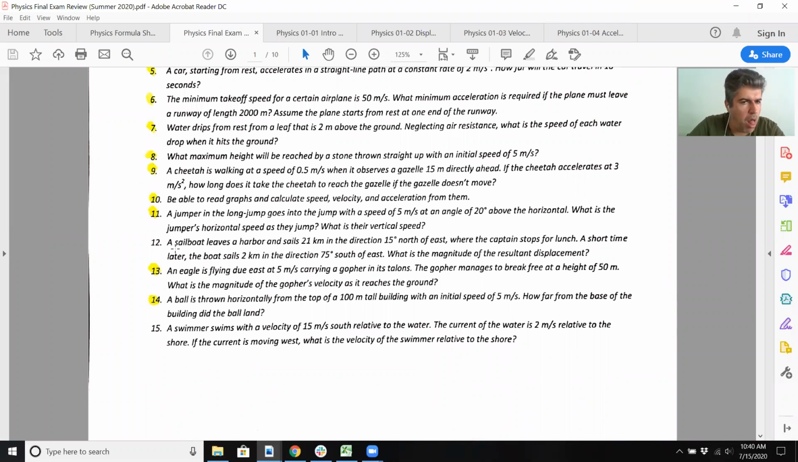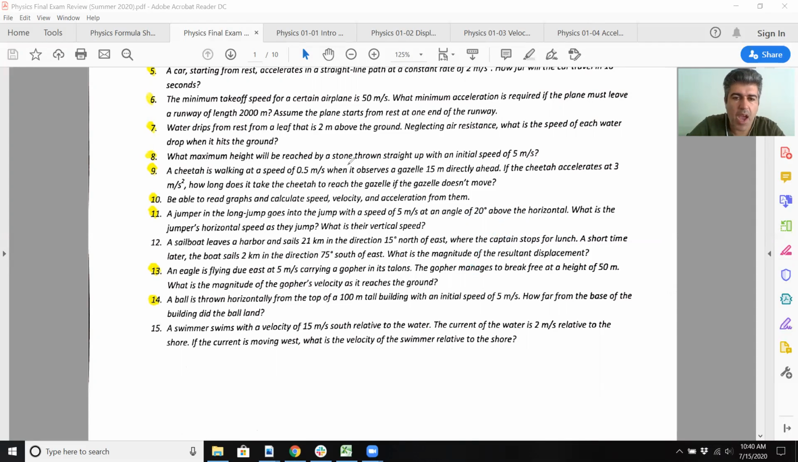Let's see. Excuse me. Number 11: a jumper in the long jump goes into the jump with a speed of 5 meters per second, at an angle of 20 degrees above the horizontal. What is the jumper's horizontal speed? So you're just breaking it down. Remember, draw a right triangle. That's 5, and you've got 20 degrees right there. So that's Vx and Vy. Cosine of 20 is Vx over 5. Sine of 20 is Vy over 5. Just solve for that. It's easy.